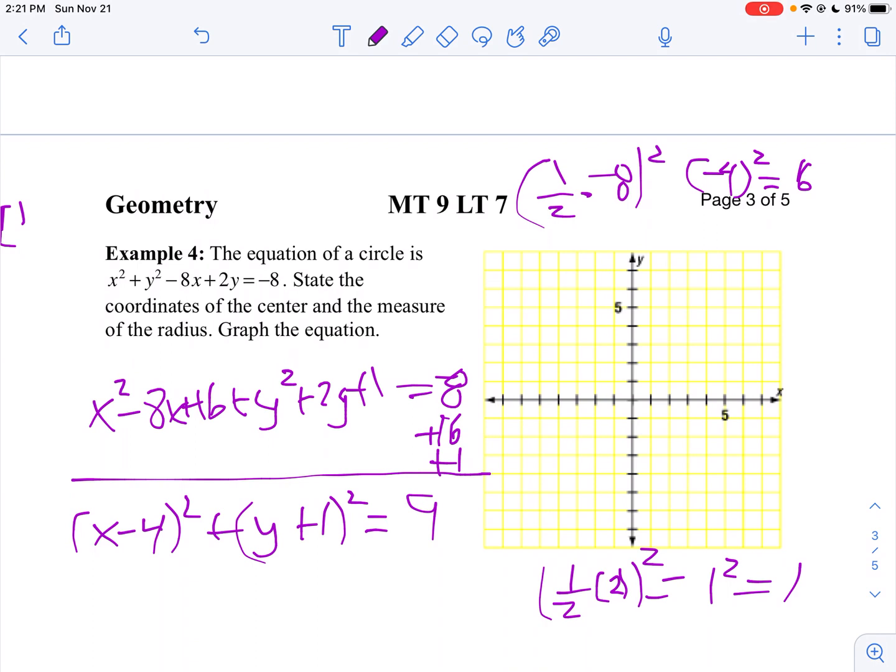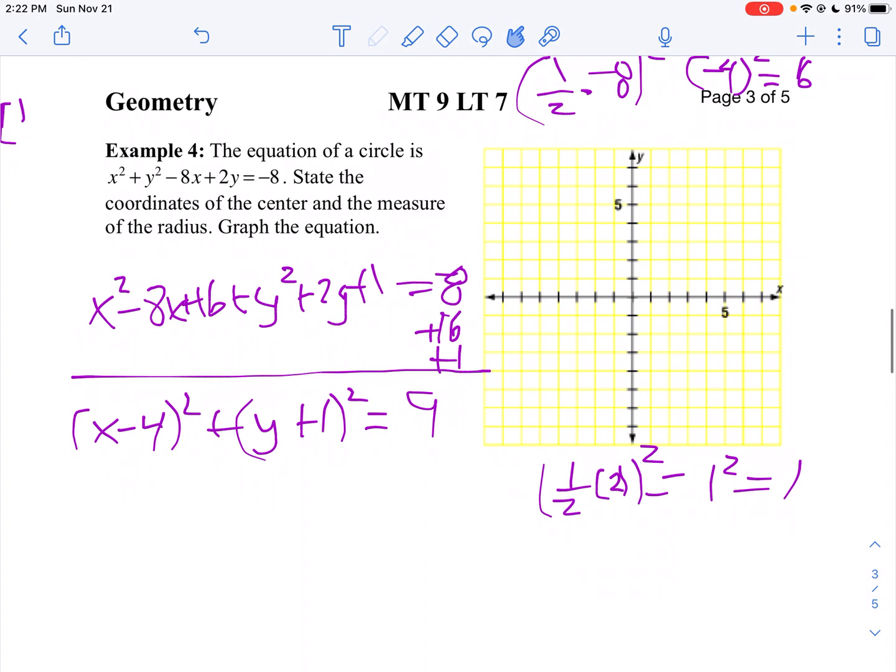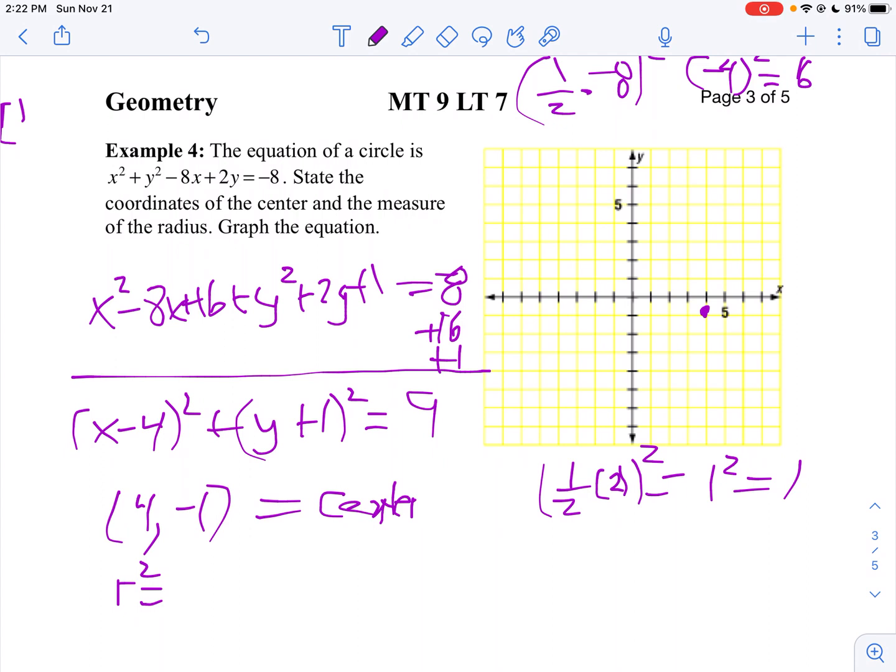Now we can get our information. So the center of my circle is going to be at 4 and -1. So I'm going to go over 4, I'm going to go down 1. My radius, my r squared, equals 9. So that means r is 3 when I take the square root of both sides.